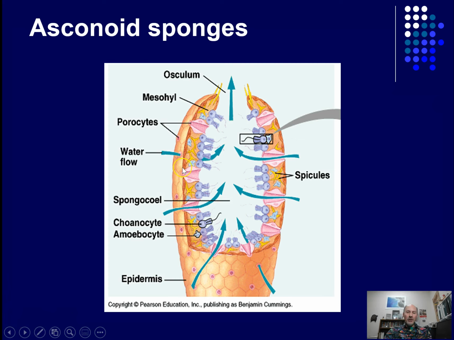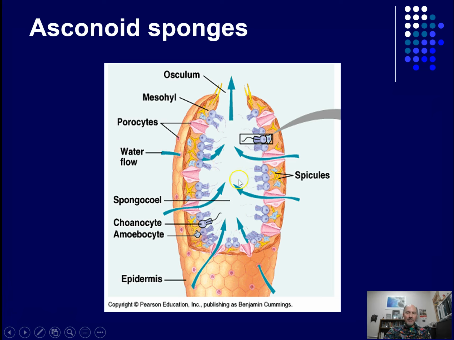Thin, about 1 or 2 cell layers in thickness, where the body simply has numerous pores on the outside that lead into a single central body cavity. We call this a spongocoel. So you can see that right here, spongocoel. That's the central cavity where all the water flows into. Here you can see in this picture, water flow coming in through porocytes.